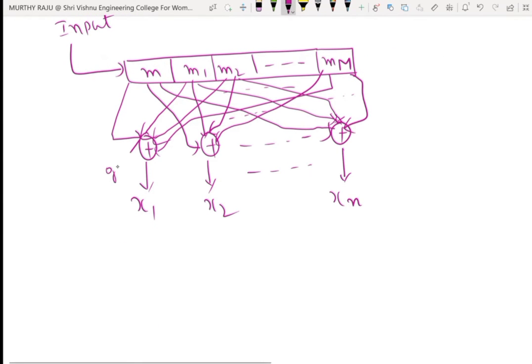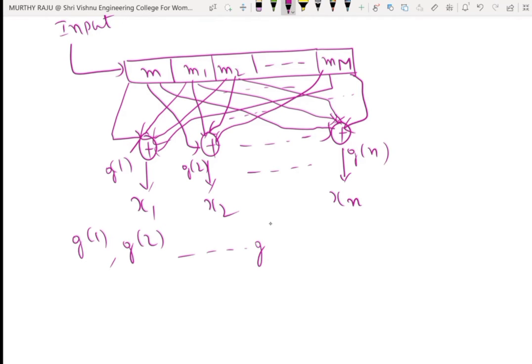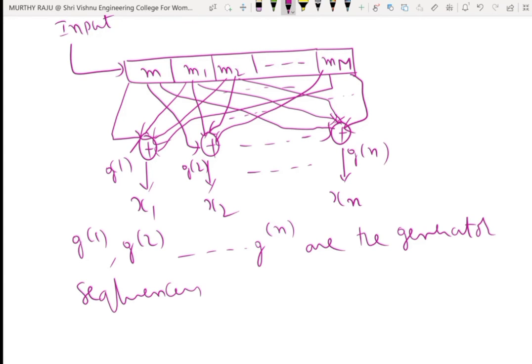Next, GF1, GF2, up to GFn are the generator sequences. Based on the number of outputs of the convolutional encoder, you have to generate some generator sequences for the convolutional encoder.